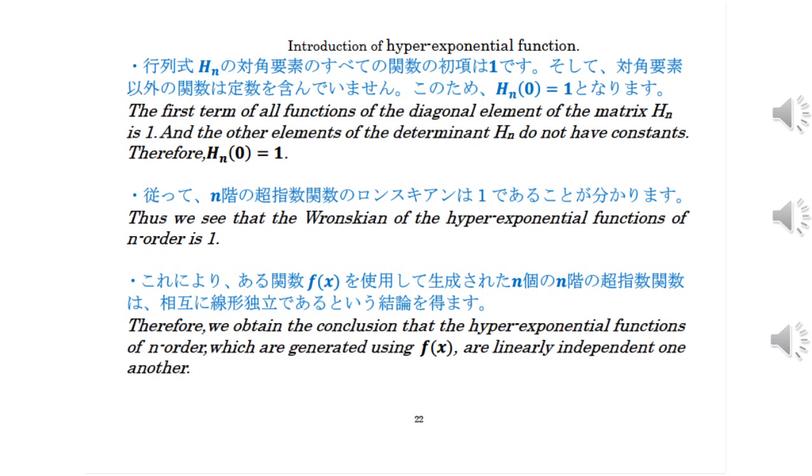The first term of all functions of the diagonal element of the matrix Hn is 1. And the other elements of the determinant Hn do not have constants. Therefore Hn(0) equals 1. Thus we see that the Wronskian of the hyper-exponential functions of n order is 1. Therefore we obtain the conclusion that the hyper-exponential functions of n order which are generated using f(x) are linearly independent of one another.